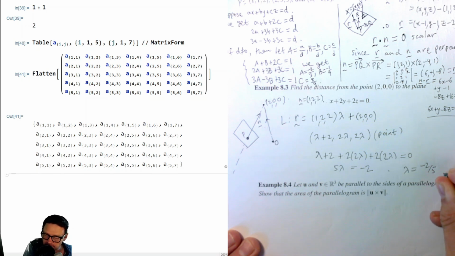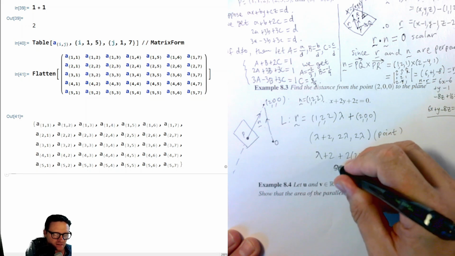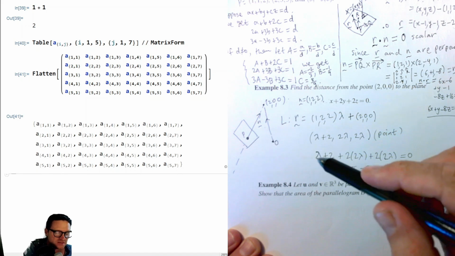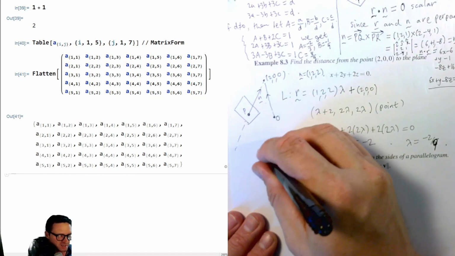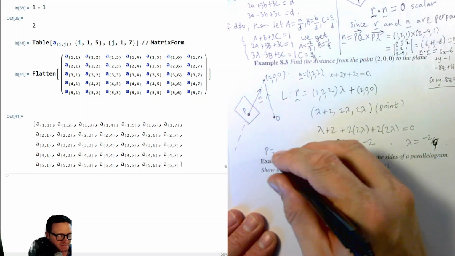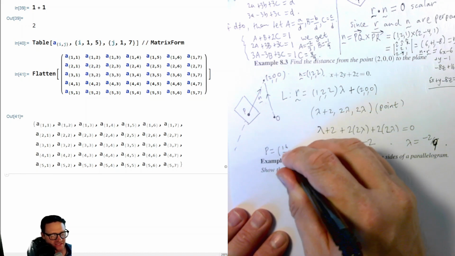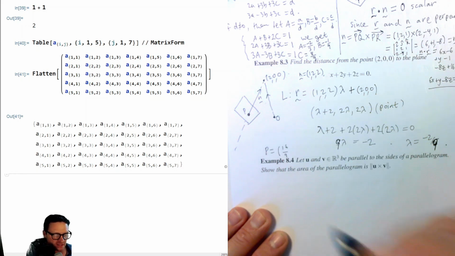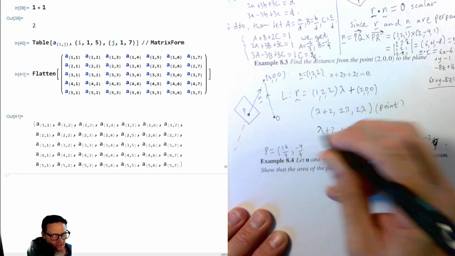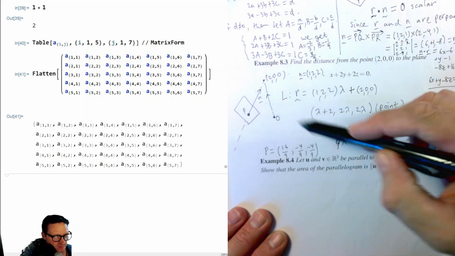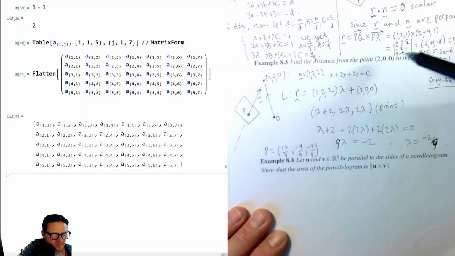Oh no, that's a 9, isn't it? Yes, so minus 2/9. There we go. From that, we can use this to find the point. So P is then 2 minus 2 over 9, which is 16 over 9, and this coordinate is minus 4 over 9, and this coordinate is minus 4 over 9. Then we just take the distance between this point P and this point right here, and we get the distance between the point and the plane.